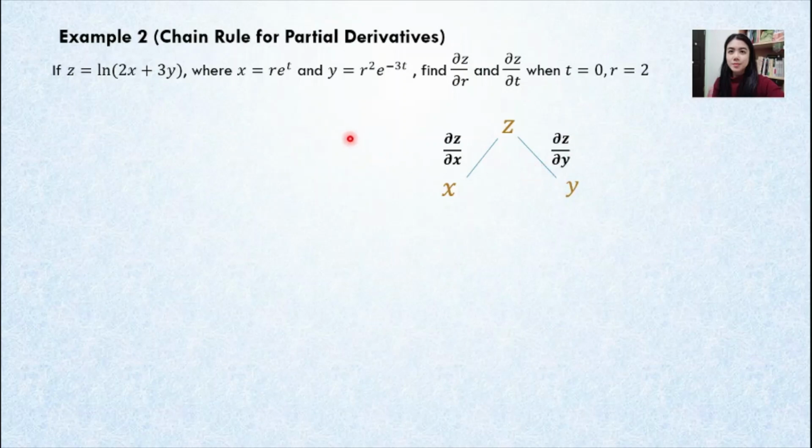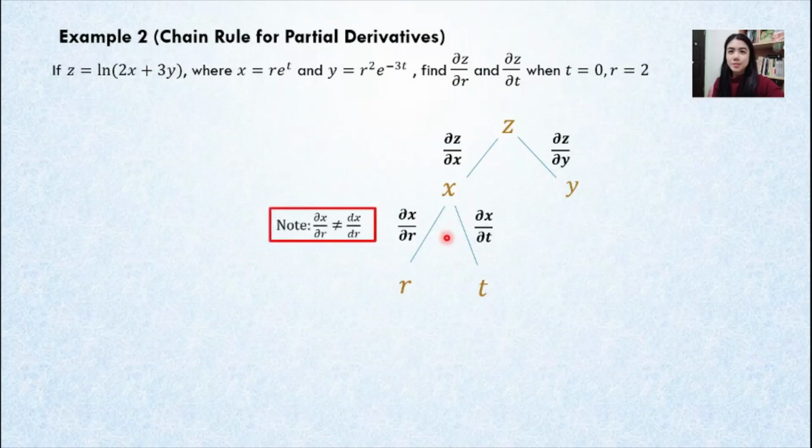Let's look at the equation x. Inside the equation x, you have the variables r and t. So you're going to have two branches. One ends with r, and one ends with t. Because you have two variables, you're going to use the partial derivative. Moving from x to r will give you ∂x/∂r, and moving from x to t will give you ∂x/∂t.